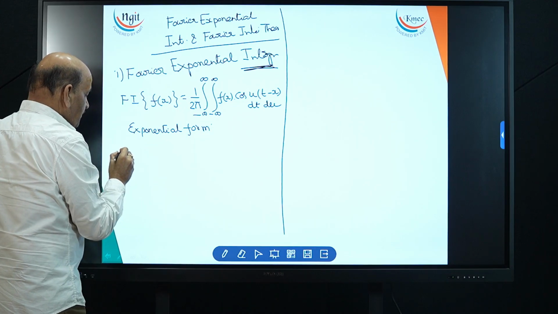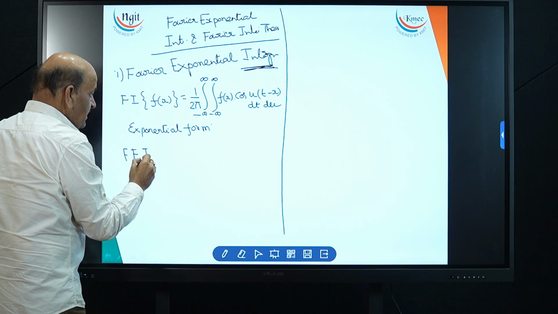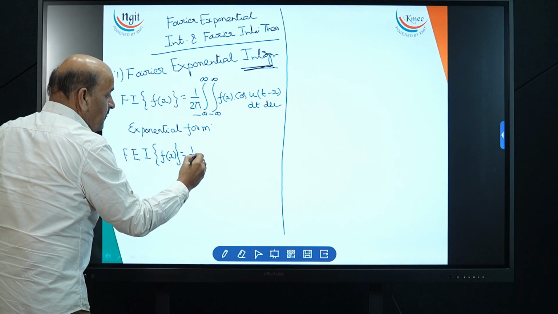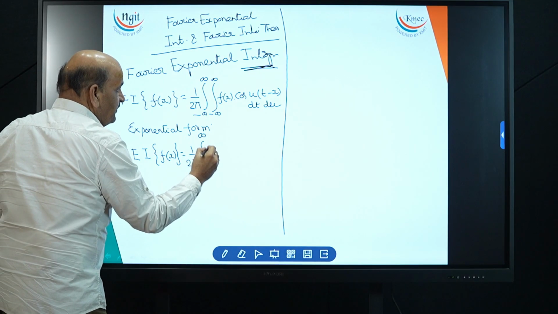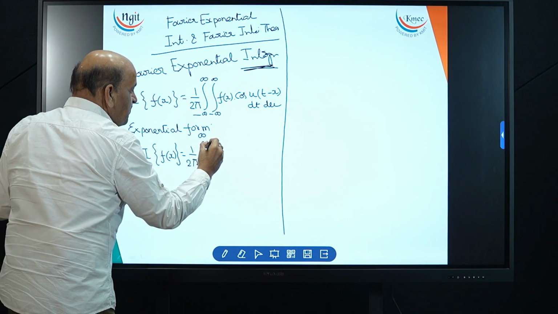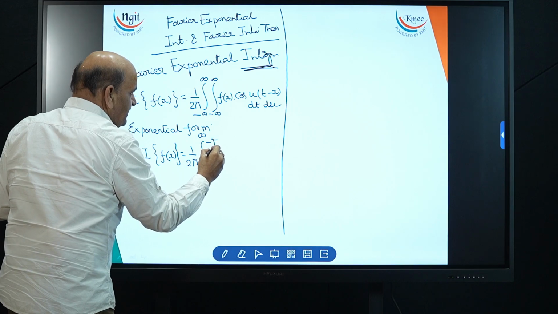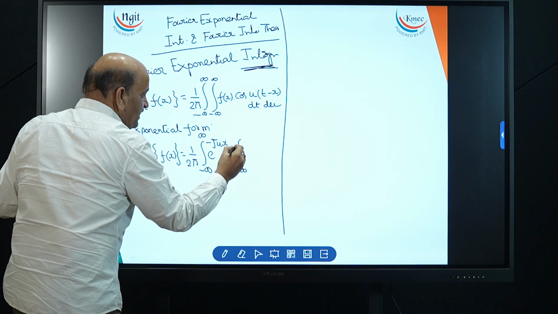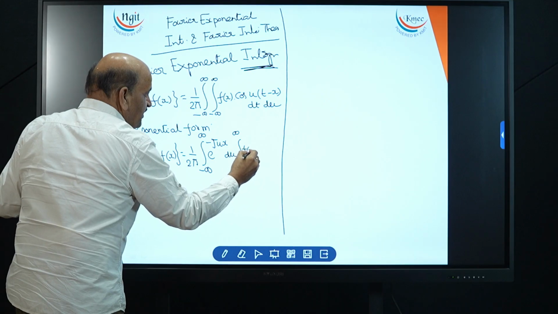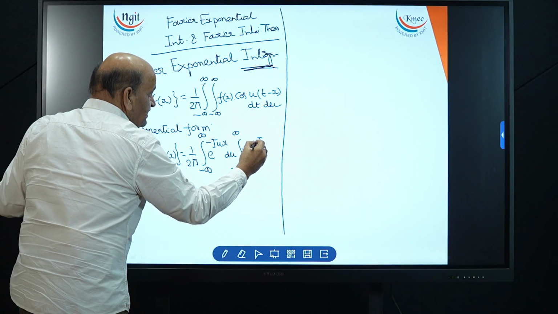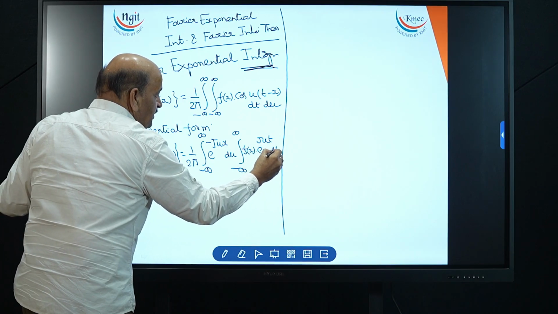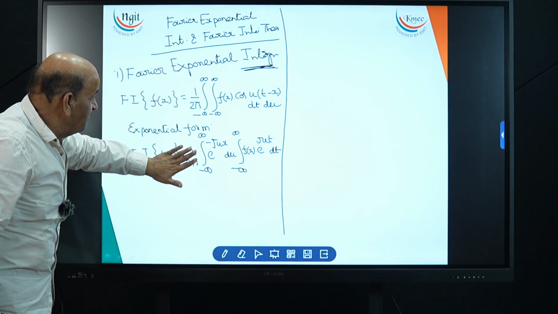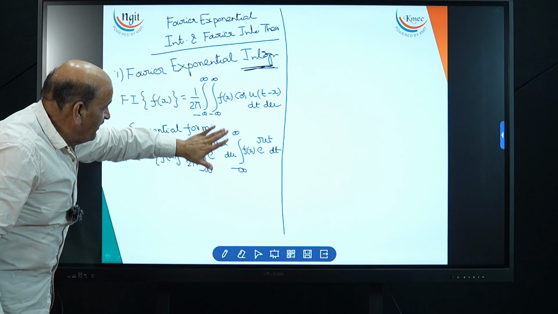Now, its exponential form is equal to, so the Fourier exponential integral of a function is equal to 1 by 2 pi, integral from minus infinity to infinity of e power minus j u x du, into integral from minus infinity to infinity of the function f of x into e power plus j u t dt, where j is the imaginary number. Look, it is very easy to write this format. 1 by 2 pi, minus infinity to infinity.